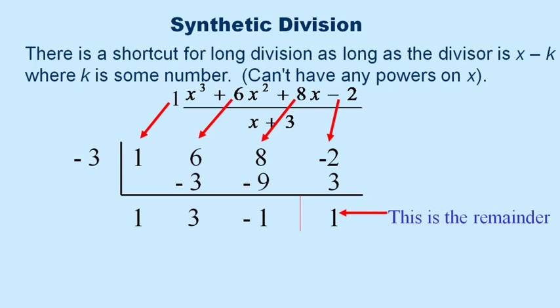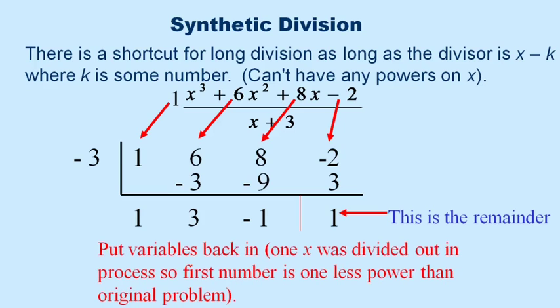The number obtained in the last column is called the remainder. Before the remainder we have three terms, that is 1, 3 and minus 1. These three numbers can be merged with the variable given in the polynomial. So we will have the quotient.